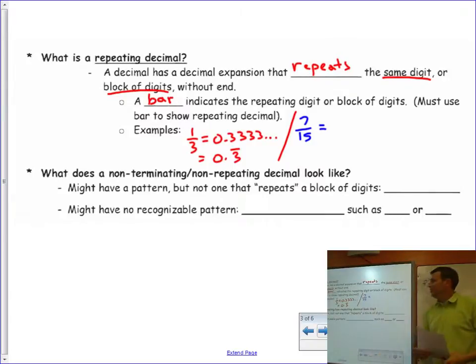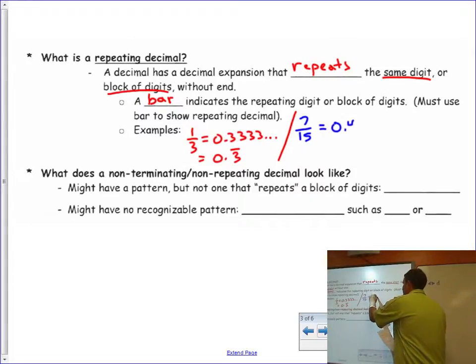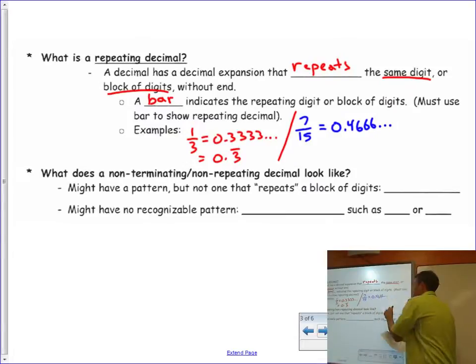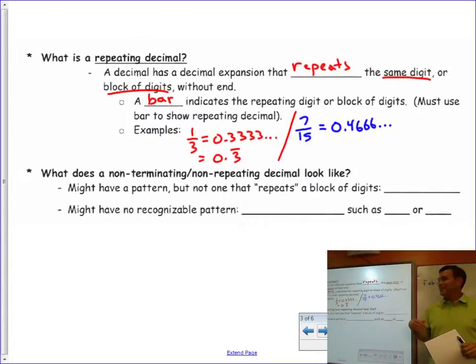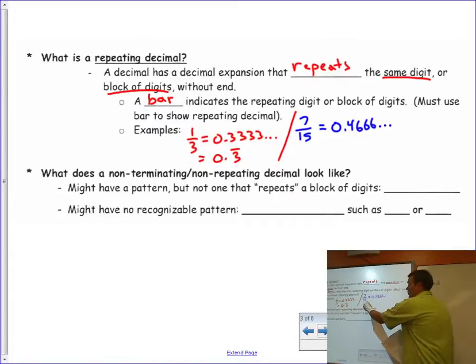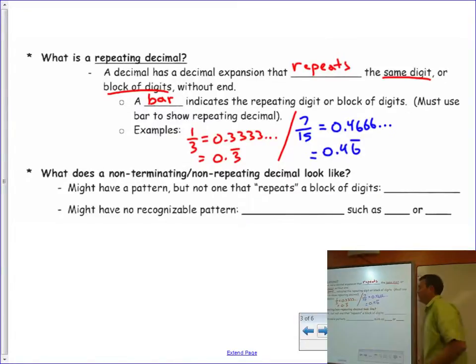A slightly more difficult example might be like 7/15. 7/15 would look like this. Now the 4 does not repeat, but the 6 does. So when you write it with a bar, the bar goes over the 6, but not the 4.